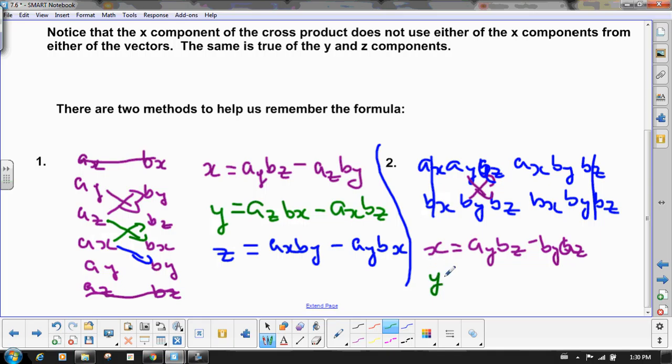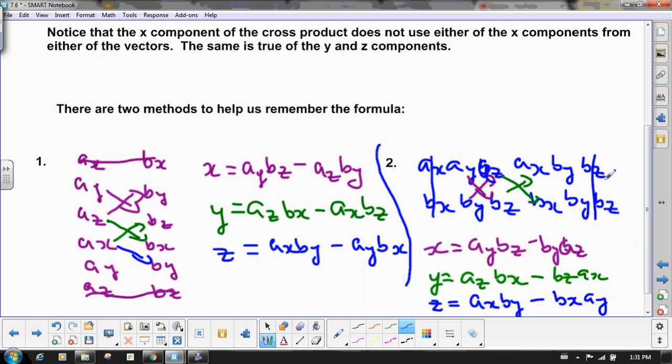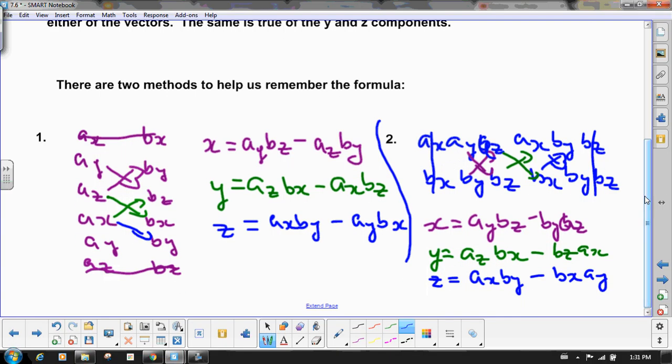Then the y component will be az bx minus bz ax. Again, you'll notice there's no z component included. No y component when we're finding the y component. And then the third value that we're going to have will be our z component, which will be ax by minus bx ay. So that's a lot of letters.